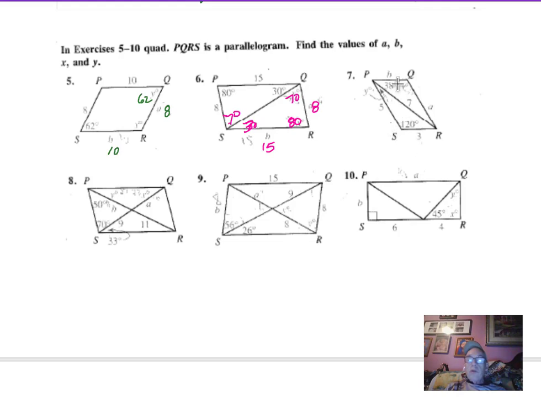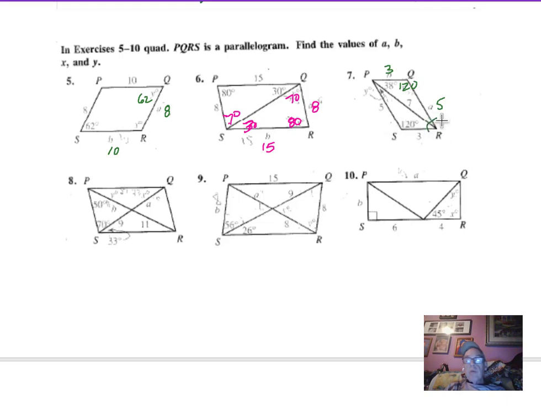We got a 128-degree angle there, so X is going to be 120 degrees. This is a 38-degree angle there. There's going to be 38 there. This is a 5. A is going to be a 5. SR is a 3. PQ is going to be a 3. So we found that B is a 3. Let's see. This is 120.